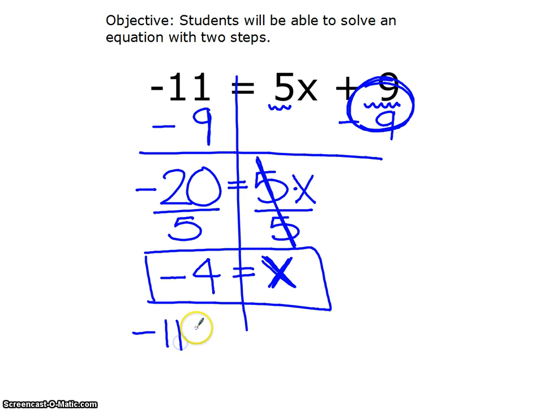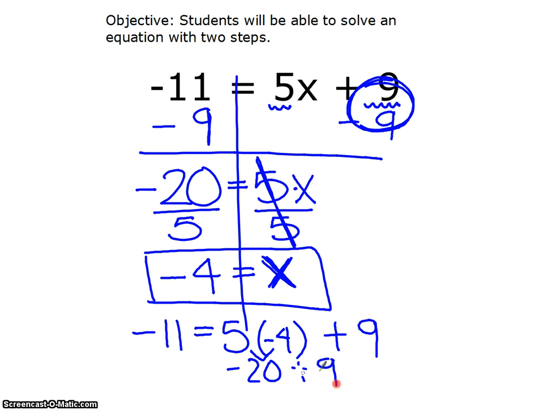So if I go back to what I had originally, and I replace the x value with the negative 4 that we just got, 5 times negative 4 is negative 20, plus 9. And negative 20 plus 9, is that really negative 11? And yes, it is. So that means that we checked it and made sure that we had the correct answer.